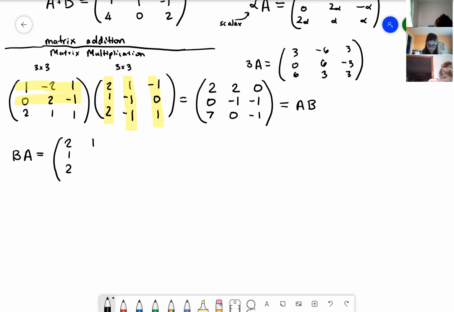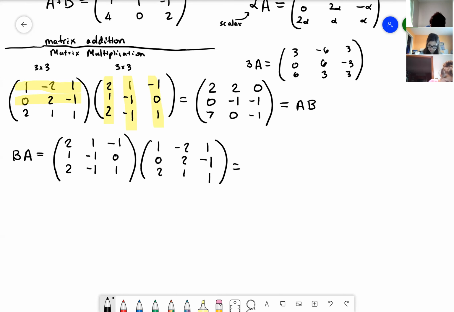2, 1, 2, 1, minus 1, minus 1, minus 1, 0, 1, 1, 0, 2, minus 2, 2, 1, 1, minus 1, 1. Okay. Now what do we get for this? It's going to be a little bit of work figuring this out, but it's 2 plus 0 minus 2, 0. Already we see that this is not the same thing, right?